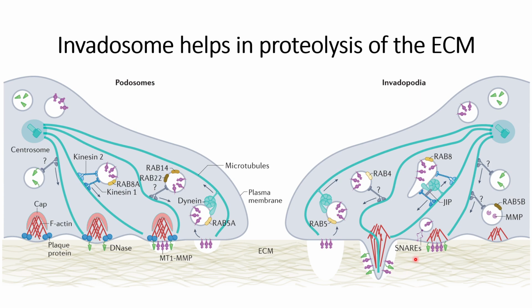In this case, the MMPs are different. In podosomes, there are MT1-MMPs. However, in this case, it is just the MMPs, matrix metalloprotease proteins, and the motor proteins have not yet been identified, either for DNAs or for MMPs. It also forms a similar complex. The only thing is that the MMPs are different, and the plaque proteins are not available.